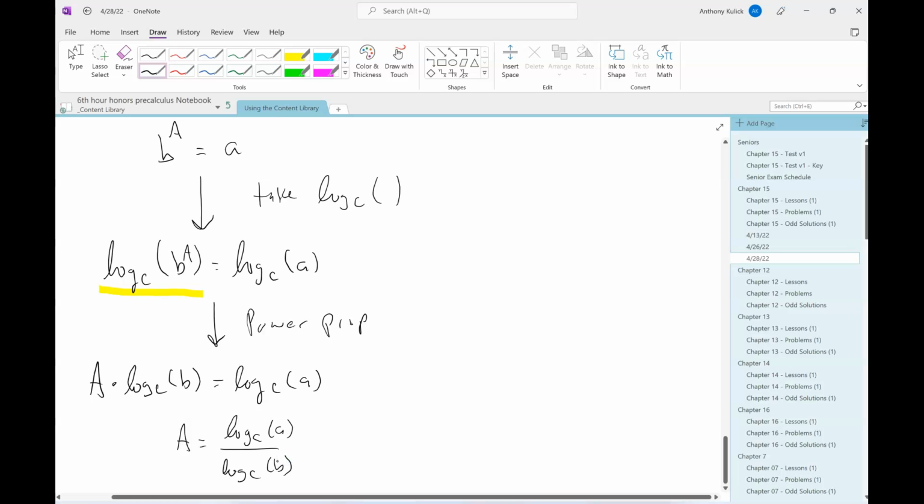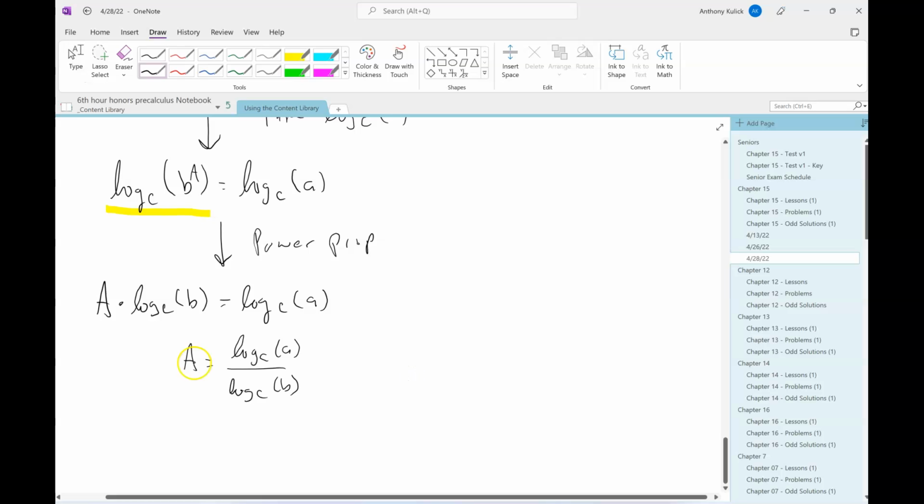And remember, what did we define as capital A way back in the beginning? That was log base b of a. That was the right-hand side. So I'm done.